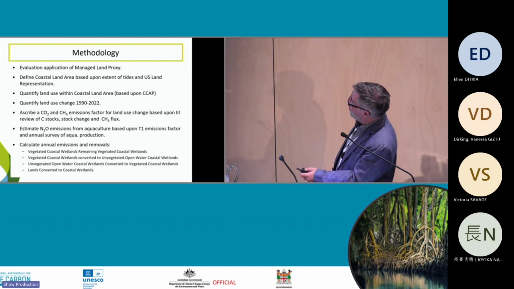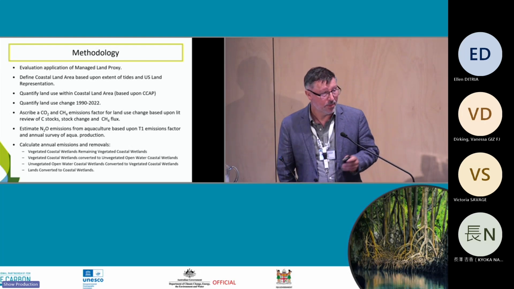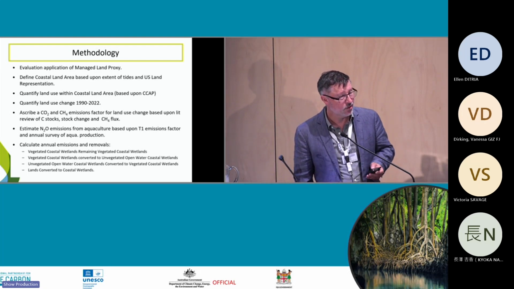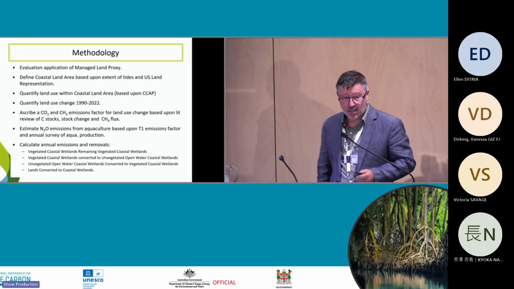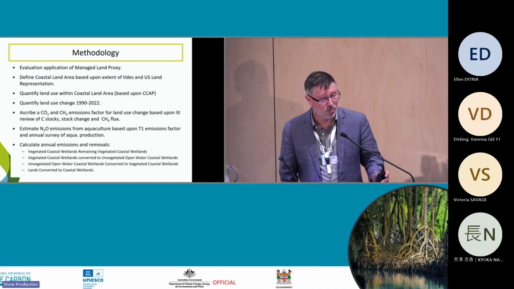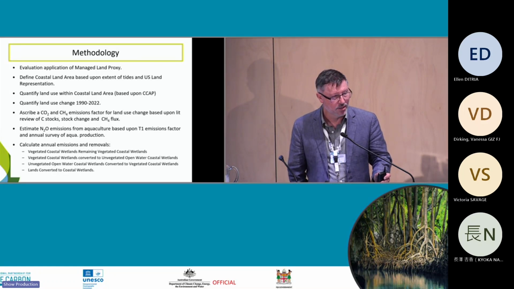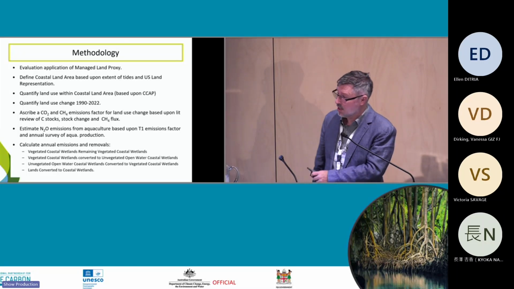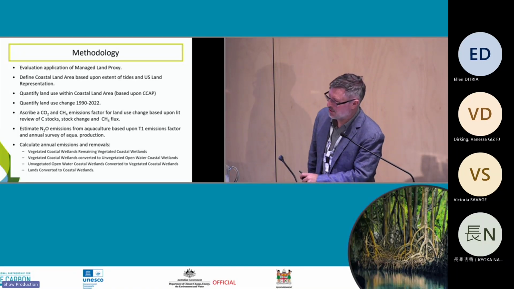We quantify our land use change from 1990 to 2022 based upon activity data that comes out at intervals from the CCAP data set, and we ascribe CO2 and methane emissions associated with that. Nitrous oxide is associated with aquaculture. Now, we use the Tier 1 default value from the IPCC wetland supplement, but for the US, it's a super small number and not really of consideration. Other countries with a lot of shrimp ponds, then this might be a bigger number to include within the inventory.